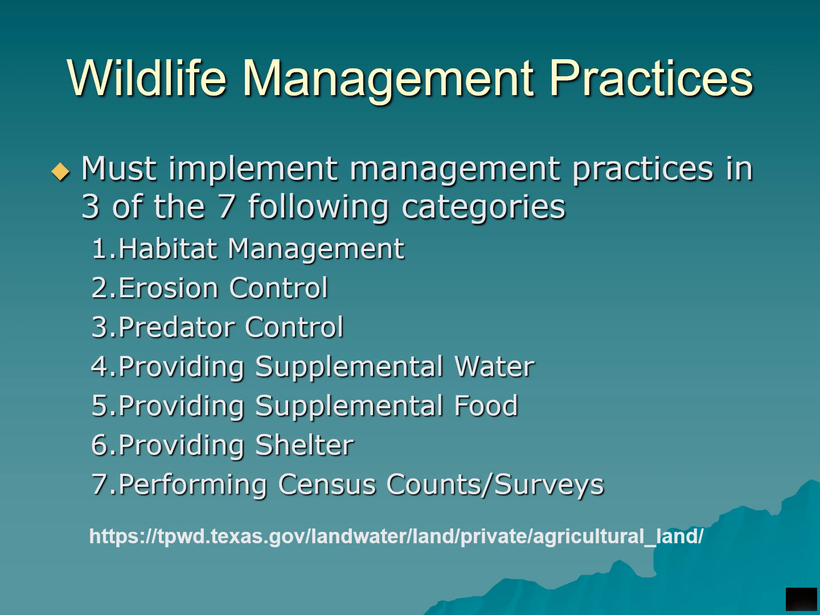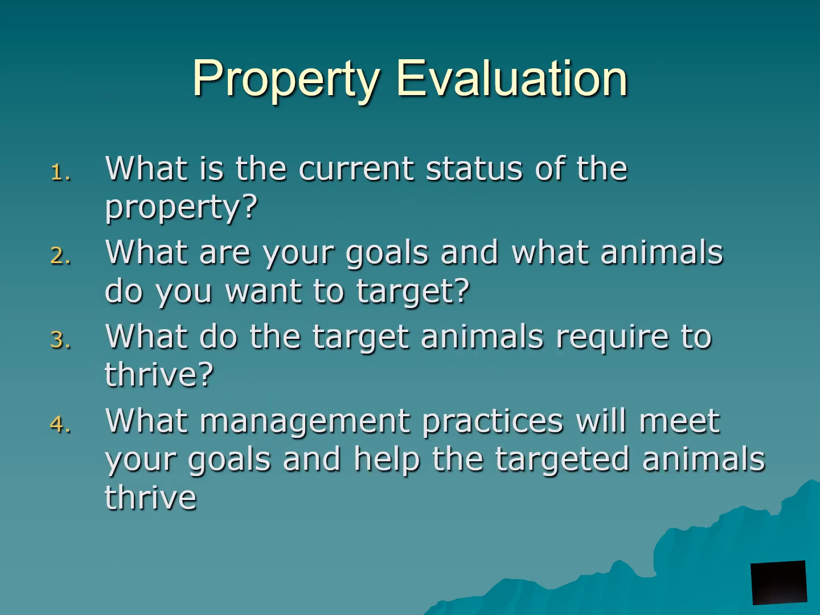The website listed will bring you to the website. Simply scroll down, look at the map of Texas, and decide which ecoregion you're in. From there, choose the respective guidelines. When writing your plan and deciding which practices to implement, there are a few simple questions that will help you decide. 1. What is the current status of the property?